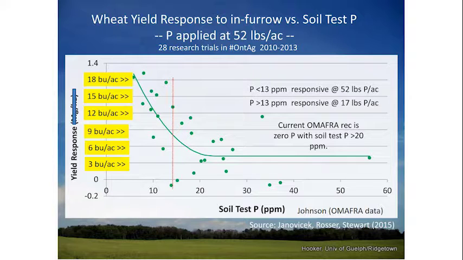But here's a soil test phosphorus here, and this is a yield response according to that soil test P applied with the seed in furrow, just at 52 pounds per acre. So that's 100 pounds per acre of MAP, in furrow, according to the soil test. And so we have a soil test of 13 parts per million. We can expect about an 8 bushel yield increase here.